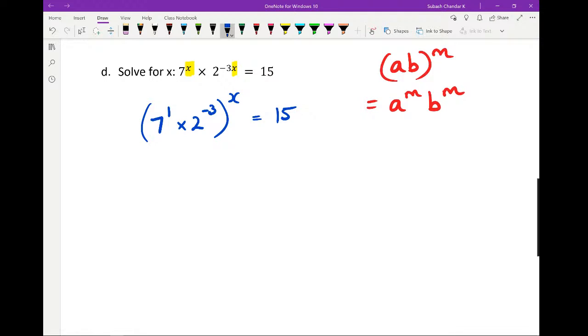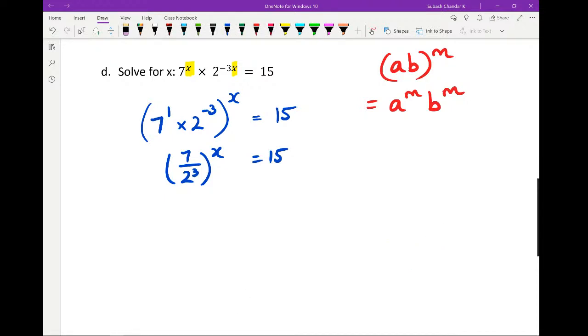Sweet, Anthony, that means you've already done the hard work, because look, what's the next step? We can actually rewrite this as 7 over 2 to the power of 3 to the power of x equals 15. Now we can't multiply it, Mochi, because remember, you can only multiply it if the powers are the same. Say for example, it's like 7x times 2x, then you can write this as 14 to the power of x, but you won't be able to add those 2 things like that.